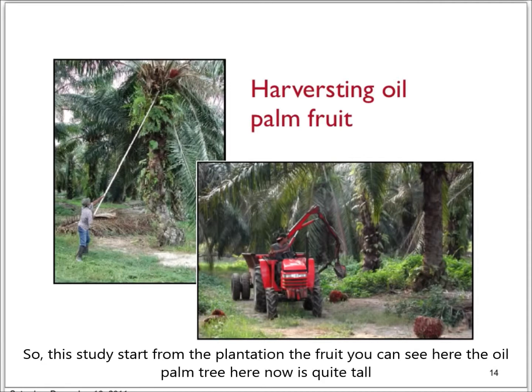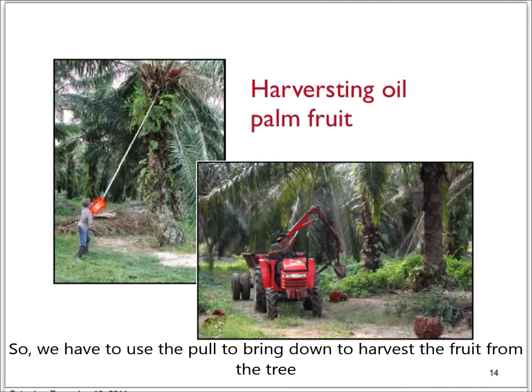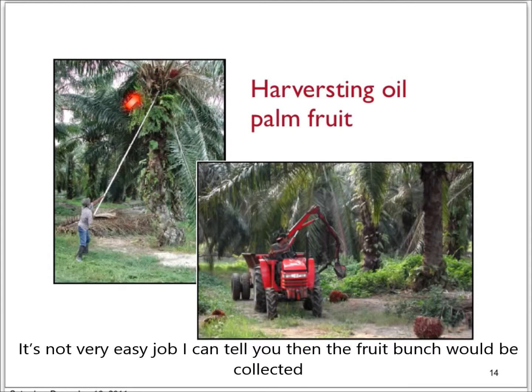So the story starts from the plantation. You can see here the oil palm tree is now quite tall, so we have to use a pole to bring down and harvest the fruits from the tree. It's not a very easy job, I can tell you. Then the fruit bunch will be collected.